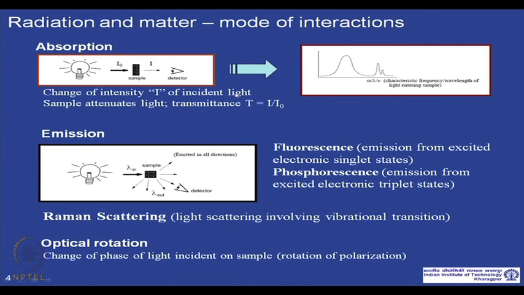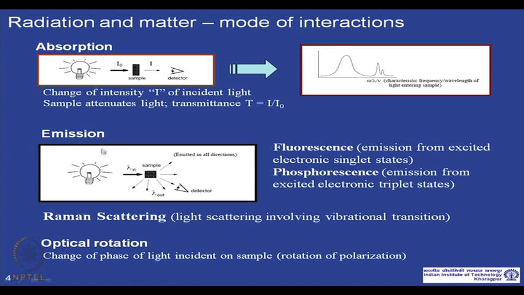So, basically matter can interact in two or three ways with radiation. It can absorb, and when it absorbs, its intensity can change from I0 to I. So, you can plot transmission or the absorbance versus wavelength, and find out at which wavelength it is absorbing maximum and what the criteria are and so on.